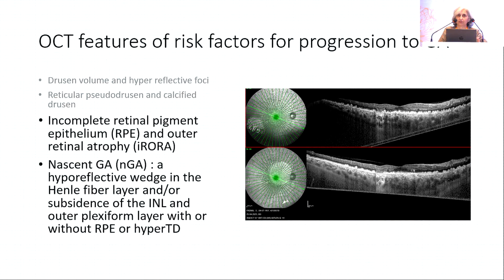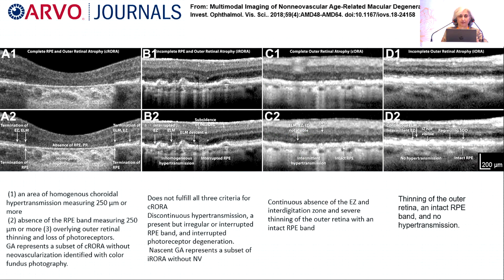And we've all known that the CAM study group gave various risk factors for progression to geographic atrophy. The high risk factors are incomplete retinal pigment epithelium and outer retinal atrophy, such as iRORA here. Nascent geographic atrophy, where you see subsidence of the inner nuclear layer, progresses to more atrophy over a period of time, and this is a 2-year period.